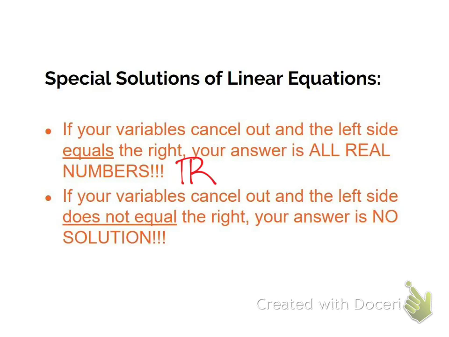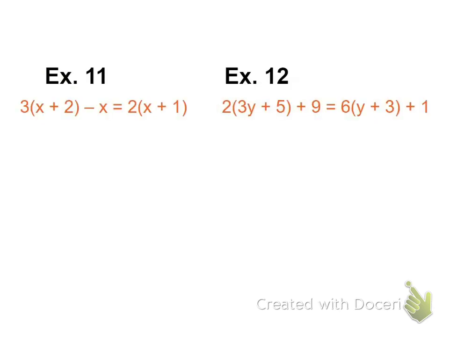If your variables cancel out and the left side does not equal the right, your answer is no solution. Not zero, no solution. 0 is a number, that's a solution. Okay, if you didn't quite get that down, we can come back to it later, but we got to get to the examples for right now. Let's look at these examples. So we should be copying down the original problems, and then we will start working through them much like we did some of our problems yesterday.